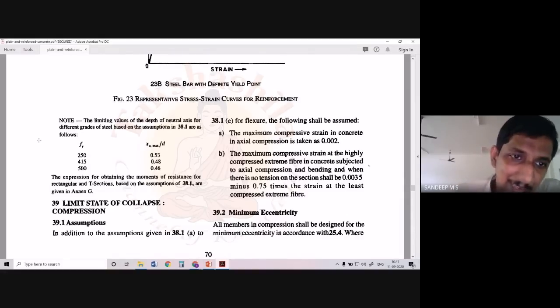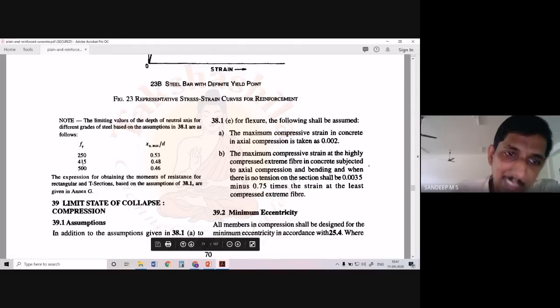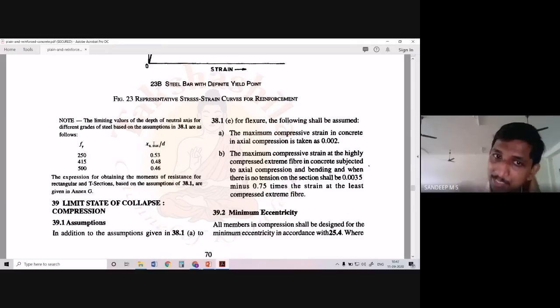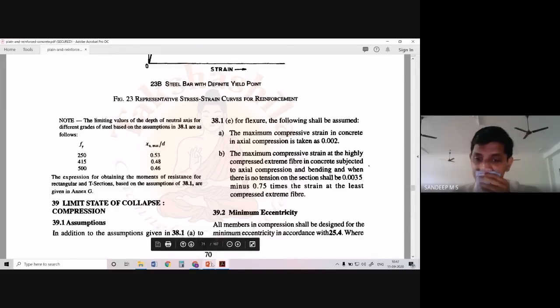Please understand, we have a table here and, corresponding to each grade of steel, they have given the value of Xu max by D, that is the depth of neutral axis. For example, if we are providing Fe 250 sections, the value of Xu max by D, or X limit by D, whatever you call it, will be 0.53. If you are providing HYSD bars having a strength of 415, the value of Xu max by D will be 0.48, and similarly for 500 it will be 0.46.